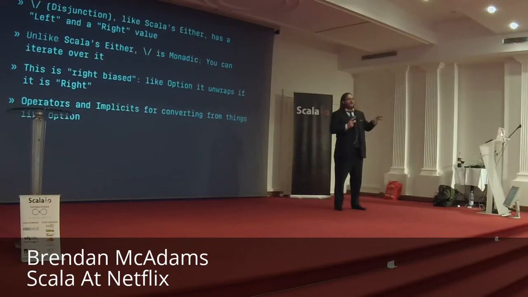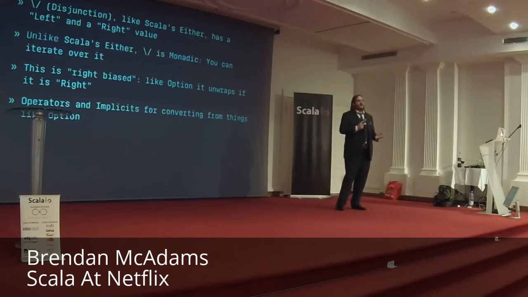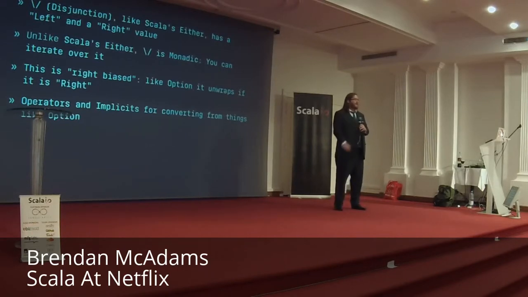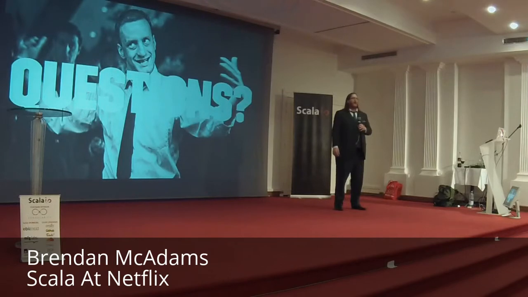So you'll find lots of examples of people iterating over validation in Scalaz 6 that don't work in Scalaz 7. So basically, if you want to iterate, you've got to use disjunction. If you want to do things with accruing information, you use validation. And I know that's all very confusing, and I apologize. So, questions?